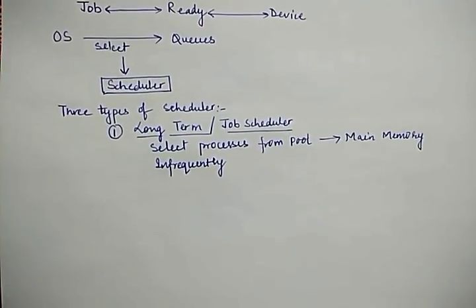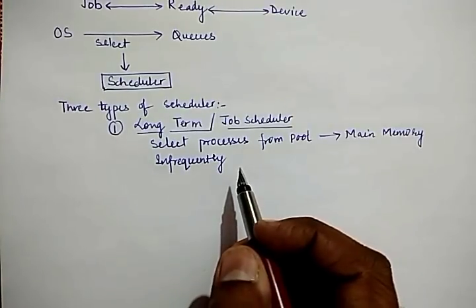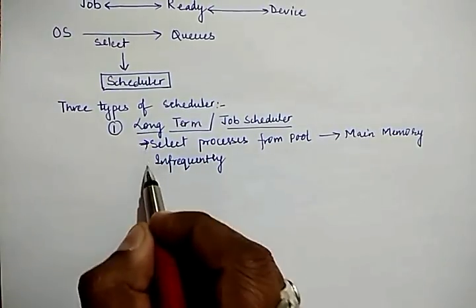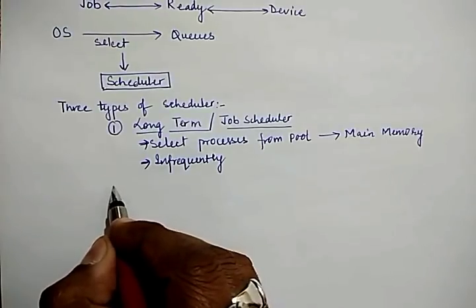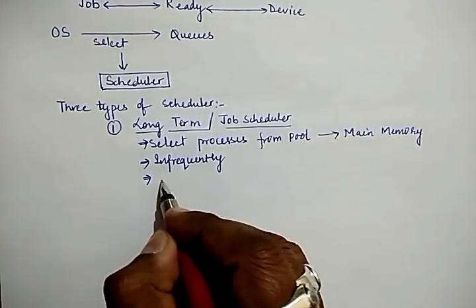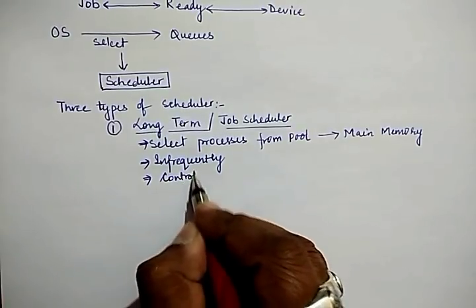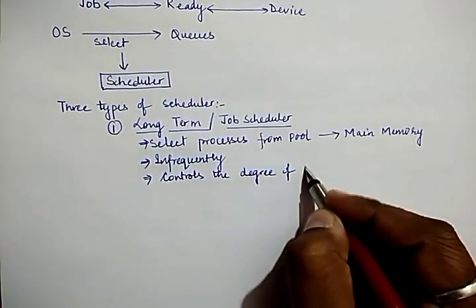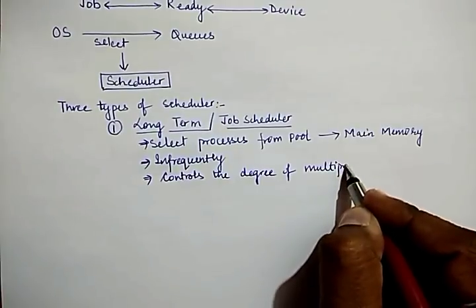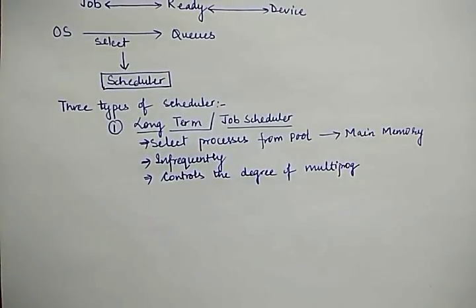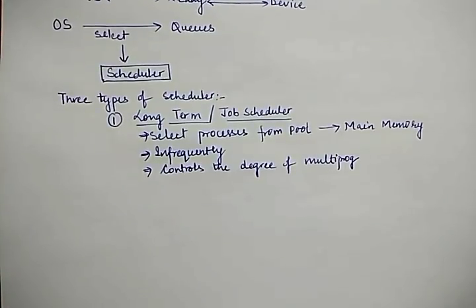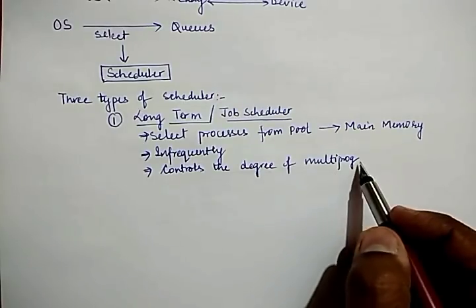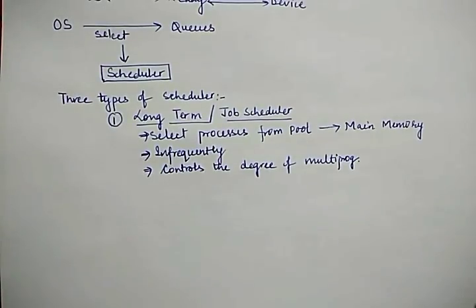So whenever a process terminates, and a new job or process wants to be executed, this scheduler will be invoked. It also controls the degree of multiprogramming. Why? Because it selects the processes from the secondary storage. The more processes it selects from there, the higher the degree of multiprogramming the CPU will achieve.